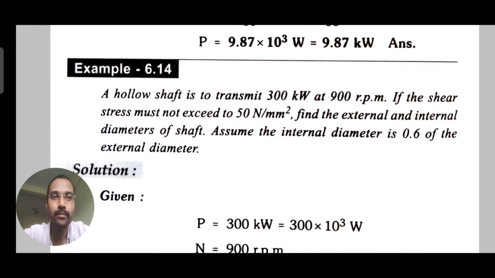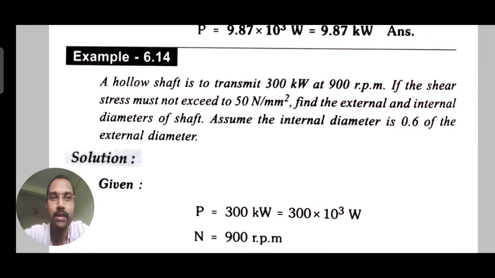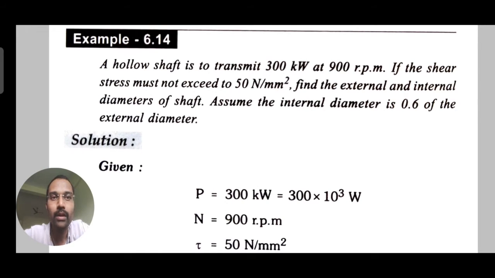Similarly, next we take the case of a hollow shaft. It is used to transmit 300 kilowatts at 900 rpm, and the shear stress must not exceed 50 Newton per mm square. So what it is mentioning: a hollow shaft is transmitting 300 kilowatts. Kilowatts, in the sense, is a power. So power equal to 300 kilowatts, 900 rpm, that is the N value. Tau value is mentioned as 50 Newton per mm square.